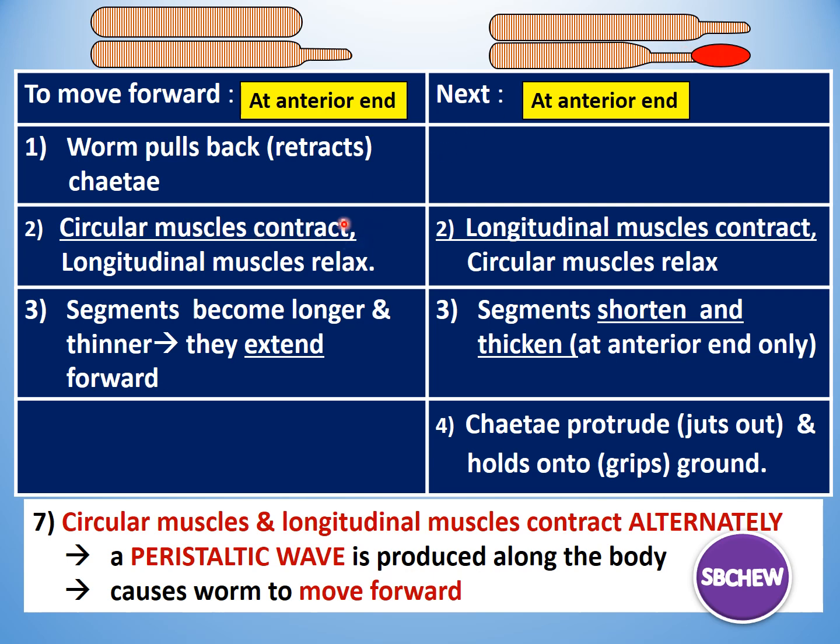Circular muscles will contract, followed by contraction of longitudinal muscles. So it will repeat down the body of the earthworm, maybe in a few stages. As this is occurring, the circular muscles and longitudinal muscles will contract alternately throughout the whole body. Then a peristaltic wave is produced along the body. We will see a wave of movement along the body, and this will cause the earthworm to move forward.